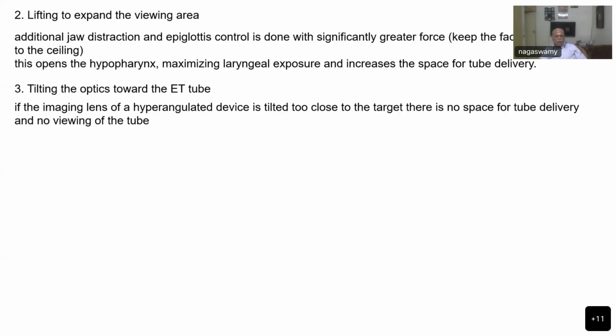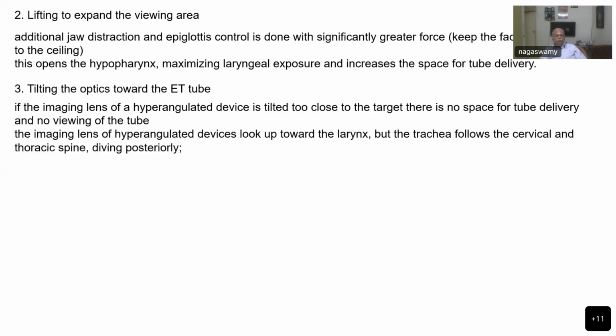And if the imaging lens of the hyperangulated device is tilted too close to the target, there is no space for tube delivery. This is the primary difficulty everyone will have in the initial phases. So with a hyperangulated tube, you must make sure that you create adequate space for the tube delivery. And sometimes with the hyperangulated blade, you may not see the tip of the tube at all if you have not sufficiently lifted the tongue.